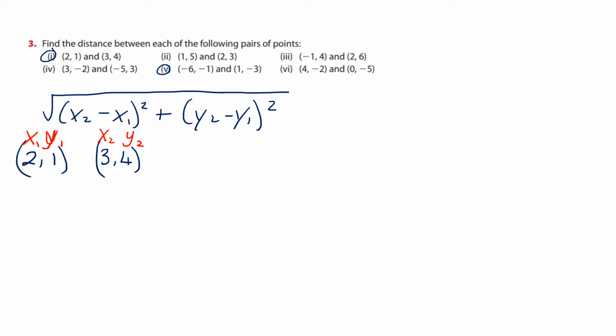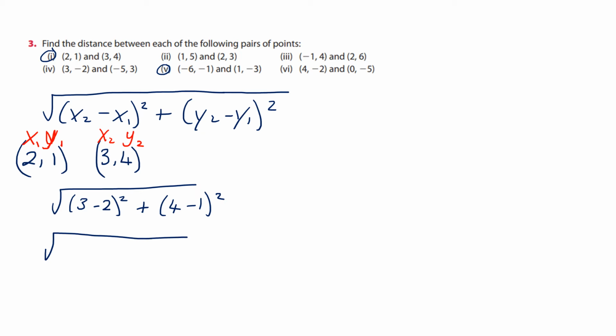So let's take the square root of, and x2 is 3, so it's going to be 3 minus 2, because x1 is 2, squared, plus y2 is 4 minus y1 is 1, squared. So that's the square root of 3 minus 2 is 1 squared, plus 4 minus 1 is 3 squared, which is the square root of 10. And if you put that into your calculator, it is 3.16. So that tells us that the distance between these 2 points here is 3.16.